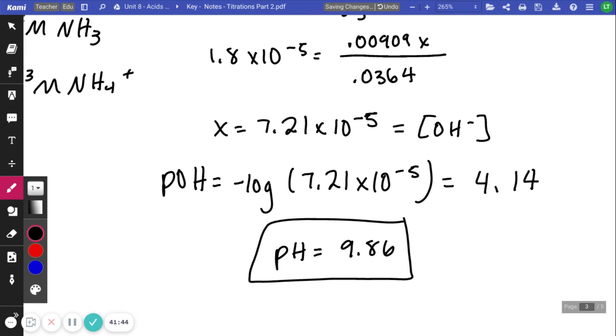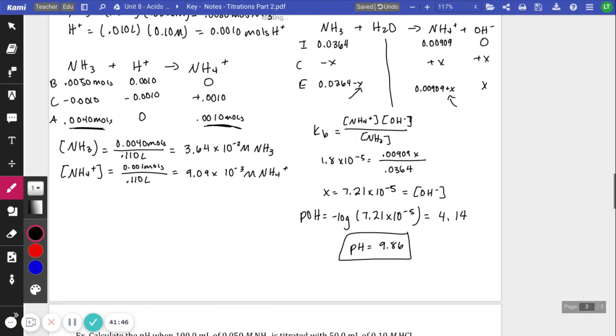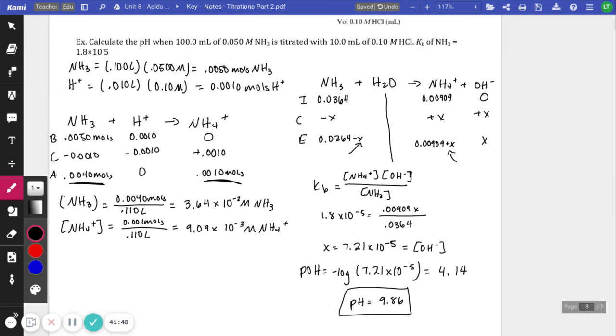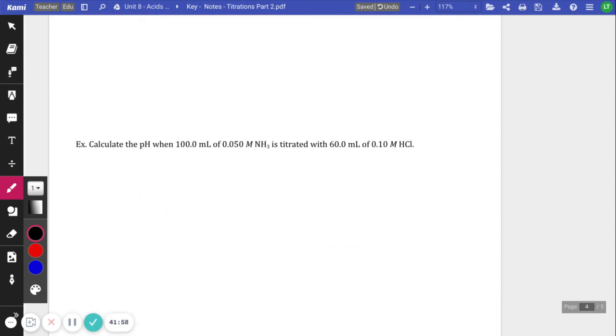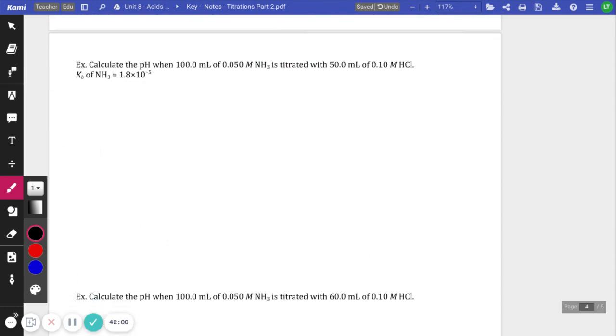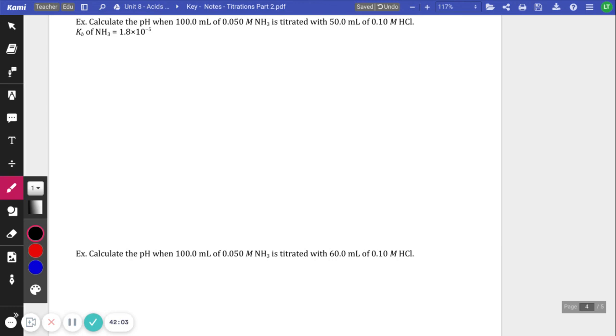Boom. That is strong acid, weak base titrations. So it's very similar to weak acid, strong base. So I want you guys to try to solve the next two on your own and then check back on the answer key to see if you got it.